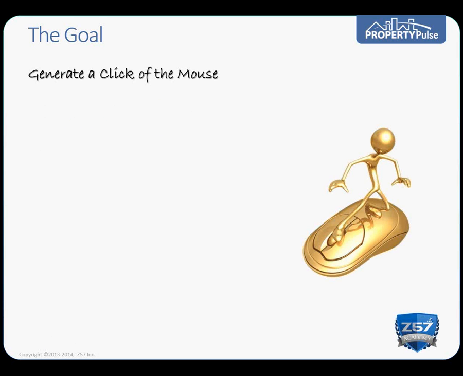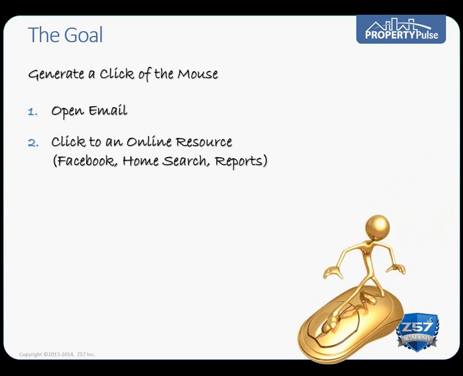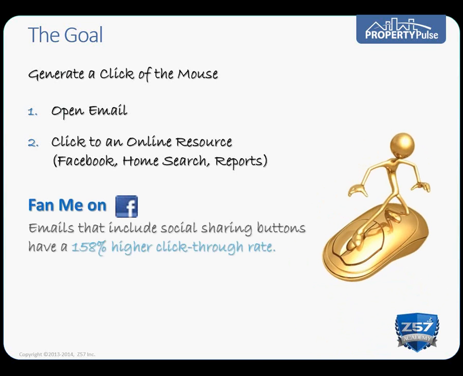Quite simply, the goal of an email is to generate a click of the mouse. One, to open that email. The second, click back through to your website. That golden or money click is that second click, when the prospect is linking back to your website, your home search, or your Facebook page. And a simple request to like me on Facebook has proven to increase email click-through rates by 158%.